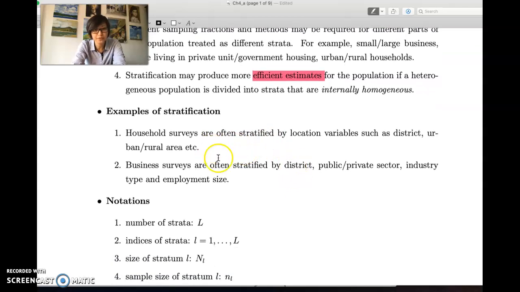Some examples of stratification: household surveys are often stratified by locations, like districts. We can just make use of this example, or urban areas and rural areas. We can easily divide the population into those strata.